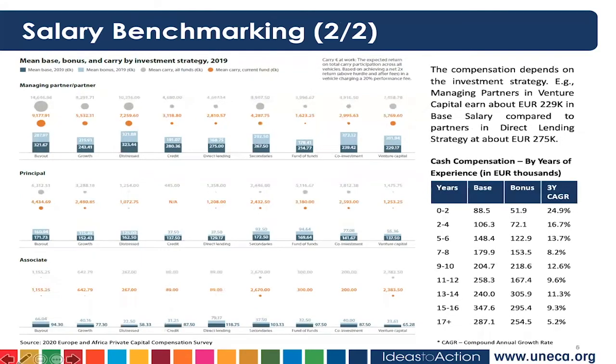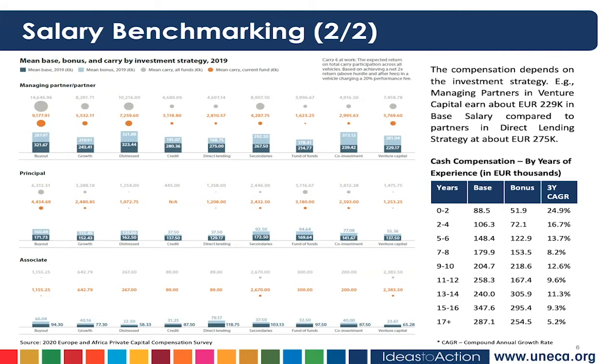If you look at the next slide here, what we're talking about is breaking that down based on the strategy, because the compensation also depends on the investment strategy. For example, managing partners in venture capital earn about 229,000 euro in their base salary compared to partners in direct lending strategy who are making about 275,000 euro. So what is going to be most relevant for you is to get a sense of what the payments are for venture capital and for growth, but keeping in mind that the base, the bonus, and the carry just look very, very different across these strategies because of how these strategies materialize in terms of the duration of time it takes to invest, how quickly new funds are raised, how much time goes into active portfolio management, and that last point, most of it really goes into growth and venture capital strategies.